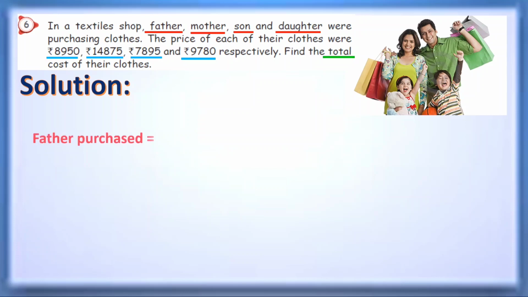So let us start. Father purchased. So we need to mention that word also. Before entering into the calculation, we need to draw the tabular column, right? Okay. So mother purchased for a 5-digit amount, isn't it?